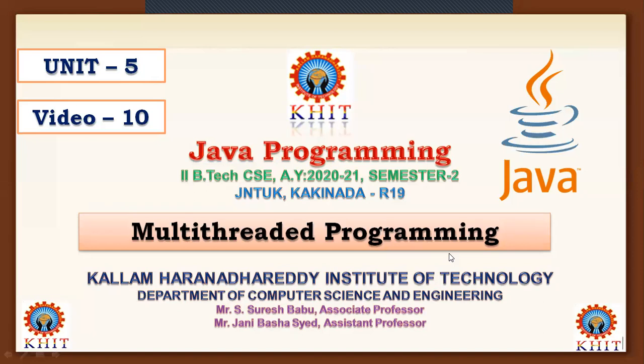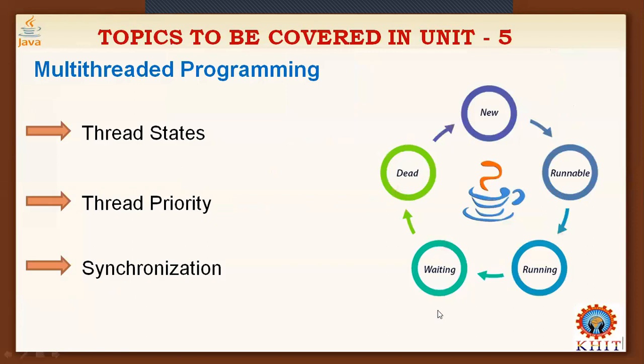Currently we are at Unit 5, Chapter 2, Multi-threaded Programming. And these are the topics we are going to discuss in this video. Thread states, that means every thread during execution may have different states. So based on the states of the thread, we can assume what the current processing of execution of our threads is. And thread priority.